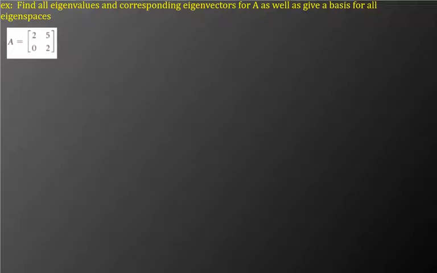All right, so I want to do another one, because I want you to see something important here. I'm going to use the same structure: find all eigenvalues and eigenvectors for A, as well as give a basis for all eigenspaces, okay? So we start with the determinant of A minus lambda I. The determinant of 2 minus lambda, 5, 0, 2 minus lambda, and we set that equal to 0.